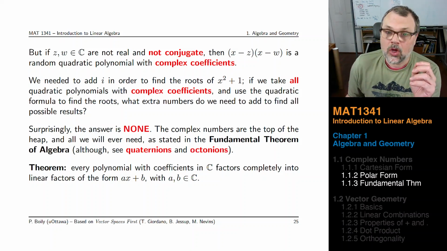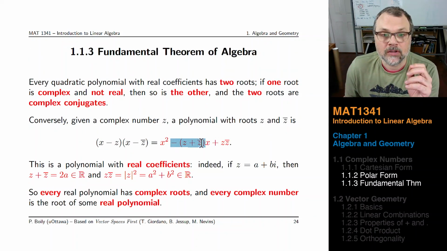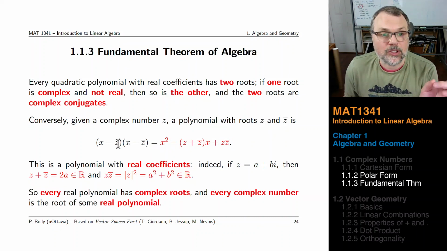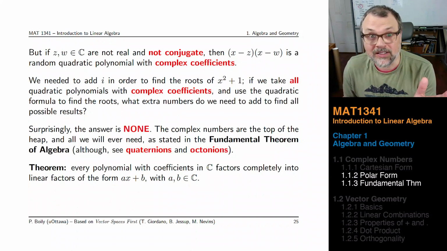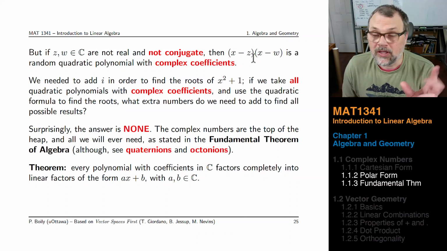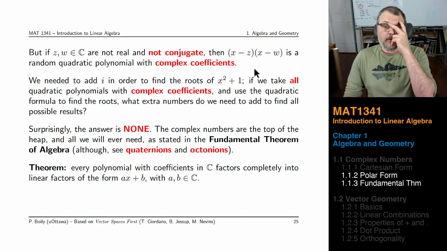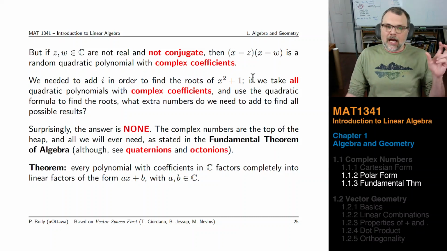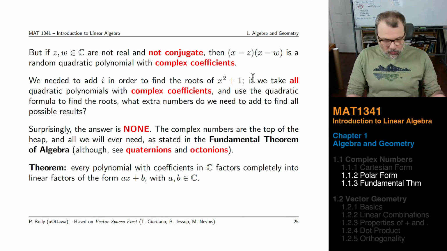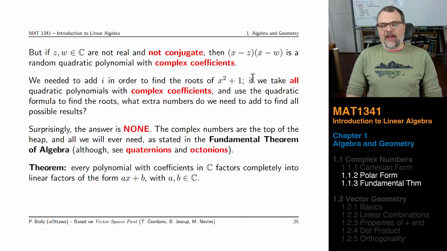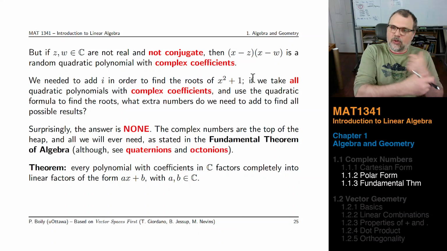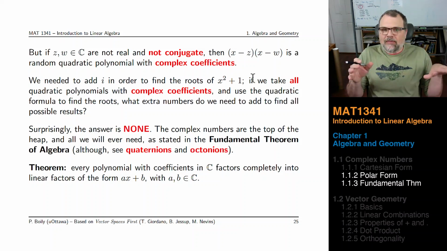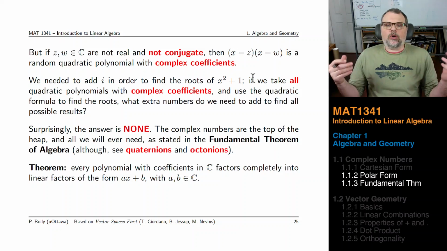In order for the coefficients here, this bit and this bit, to be real, there's got to be a special link between z and the other root. The thing that links it is z bar. But if I just pick z and w, that product is going to give me a complex coefficient. Now, if you remember at the start, we added an i to the list of numbers because we wanted to be able to find the root of x squared plus 1. That's not really how complex numbers were built, but roughly speaking, this is what happened. x squared plus 1 didn't have a root. We wanted one. We called it i.